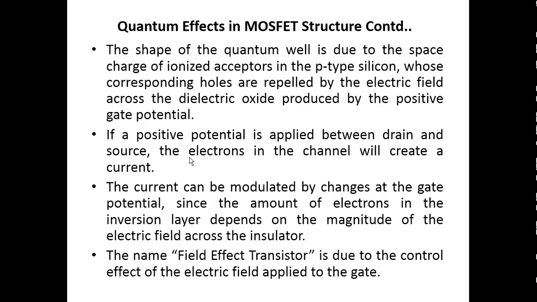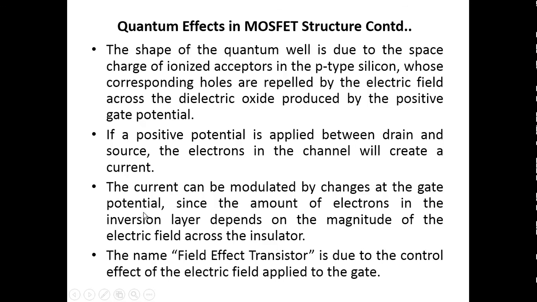Then again, the shape of the quantum well is due to the space charge of the ionized acceptors in the p-type silicon, whose corresponding holes are repelled by the electric field across the dielectric oxide produced by the positive gate potential. The shape of the quantum well formed is a triangular quantum well. This triangular quantum well is due to the space charge of the ionized acceptors in the p-type silicon, whose holes are repelled by the electric field produced by the gate source voltage VGS, that is the positive gate potential. If a positive potential is applied between drain and source, the electrons in the channel will create a current.